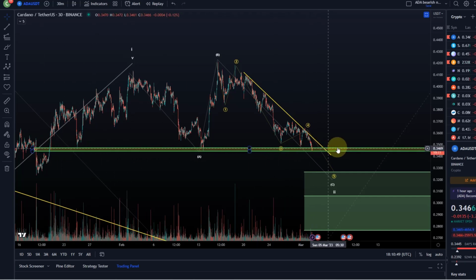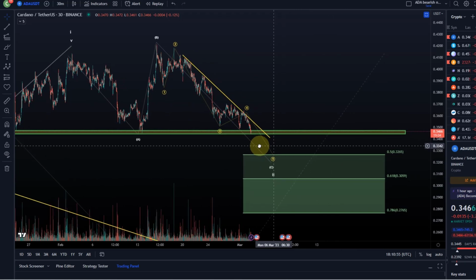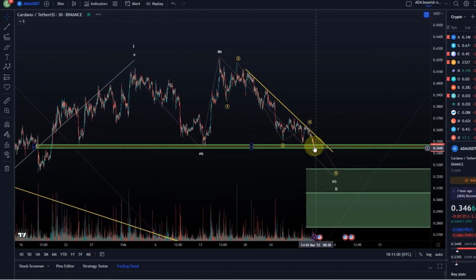Called out this key support level before. But if we break below this one, and we're about to break it, but for now it holds, then I think we head down quite quickly to 32.6 cents. But the support isn't lost yet. It will be shortly if we don't see a bounce from here and a break above the trend line.